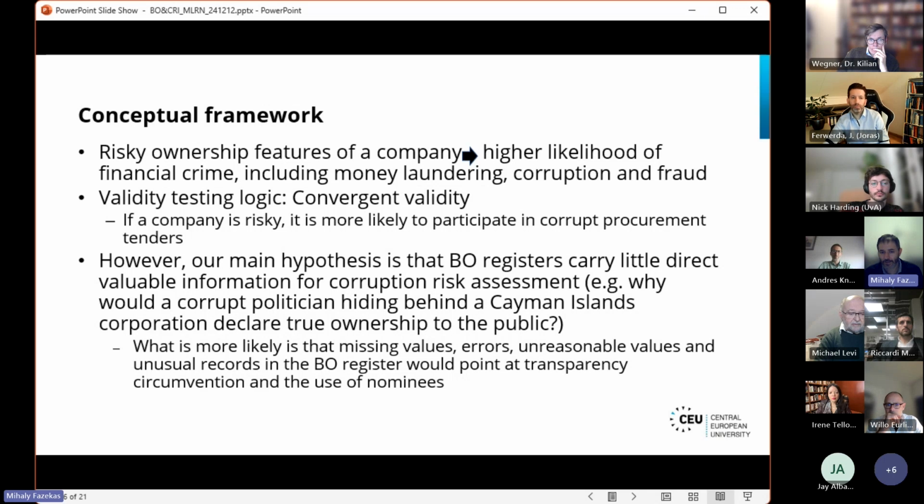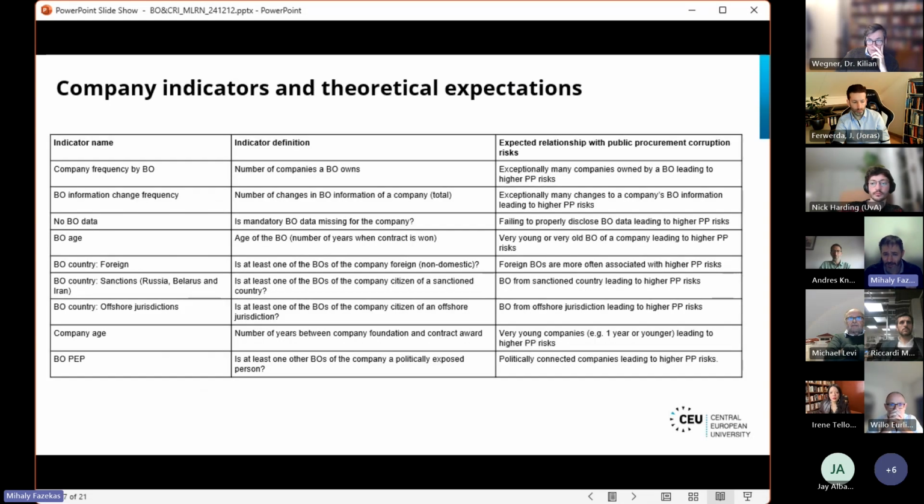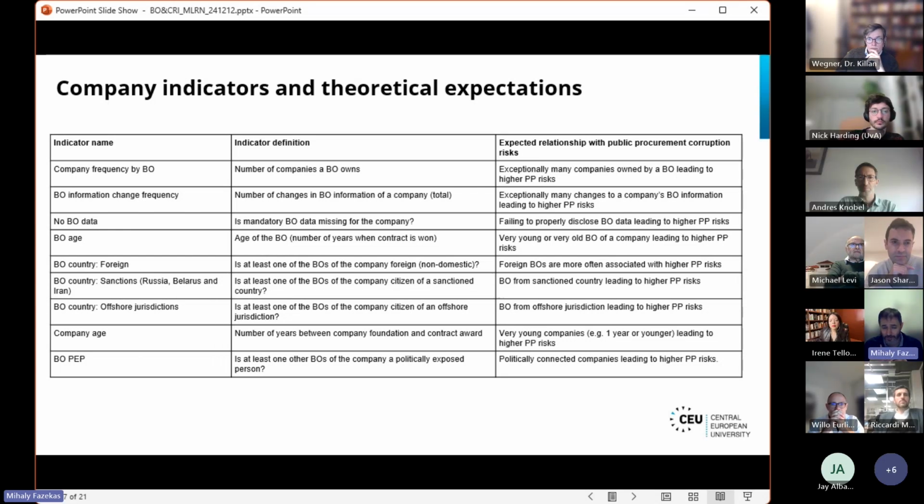So basically, we test a bunch of risk factors with the view that exactly the errors and the outliers and such will be indication of a risky ownership structure. So what exactly we are testing, and this table is the list of BO risk features which we could get from the literature and calculate in at least some of the countries for which we have data.